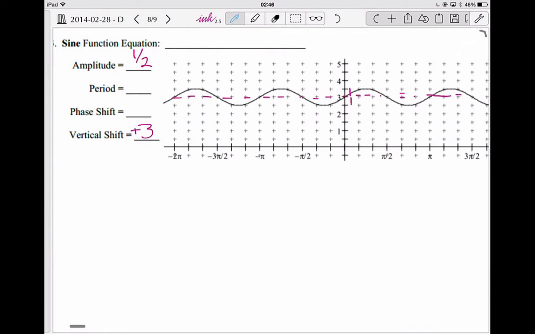My period, well, if I go from the time it touches the center line until the time it touches the center line again, that would be from there to there. That looks like my period is pi.